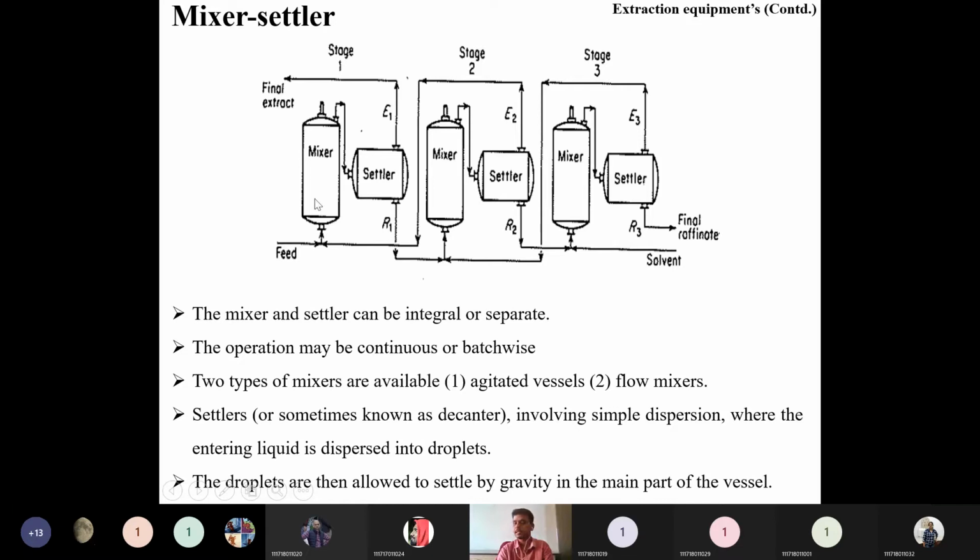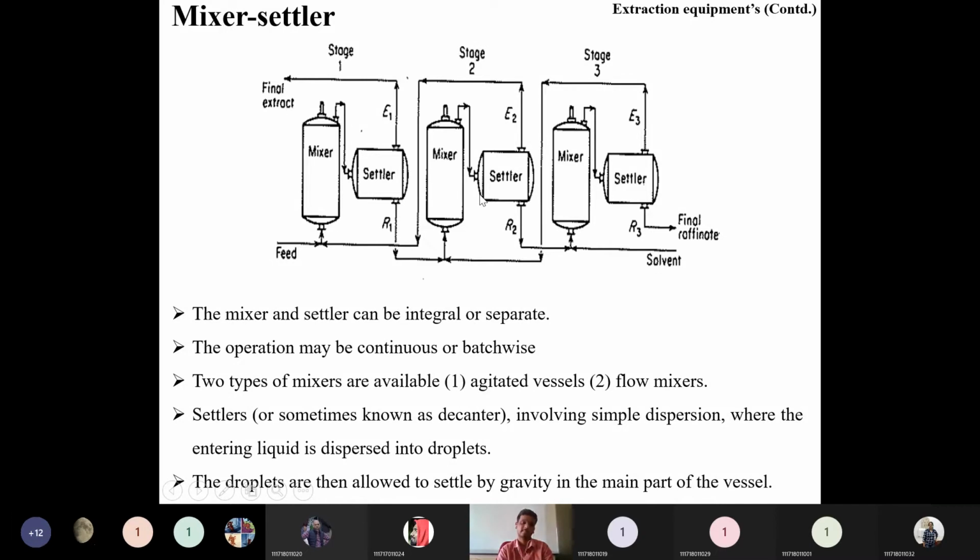So just happening here, the intimate contact will be there. Then after coming into intimate contact, mass transfer will take place due to the turbulence between these two, due to the dispersion. Then it will be allowed to settle due to the density difference, by gravity they are going to settle, and the top phase we will collect as the extract phase and the bottom phase will be the raffinate phase. Then that will be sent to the further units.